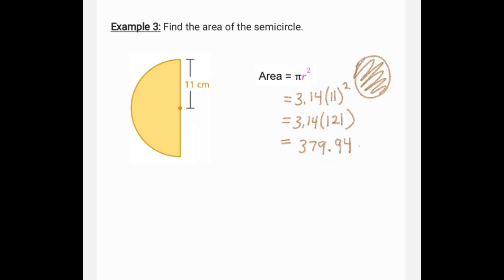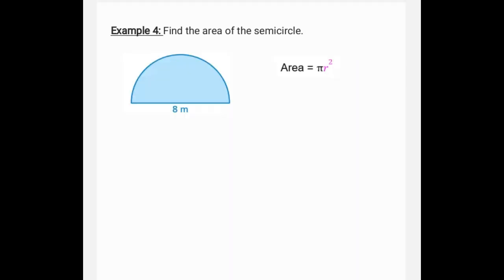Okay, so again, that was all of that circle, and we don't want all of the circle, we want half of that. So the semicircle, let me just call it semi, we're going to go ahead and take 379.94 and divide it by 2 to get 189.97 centimeter squared.